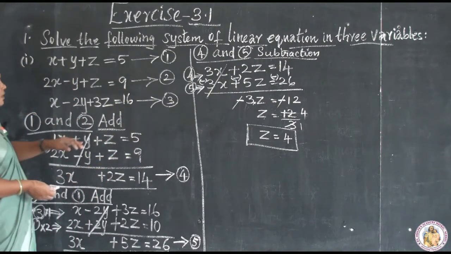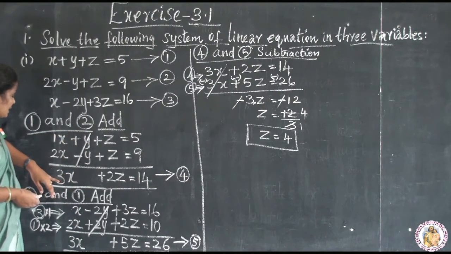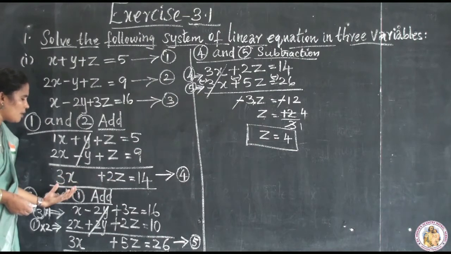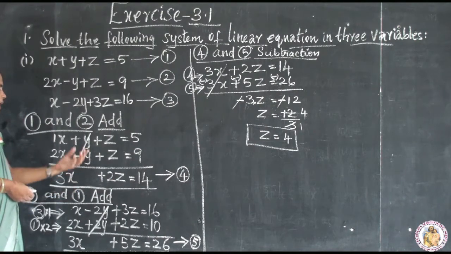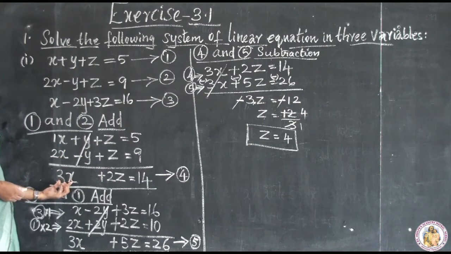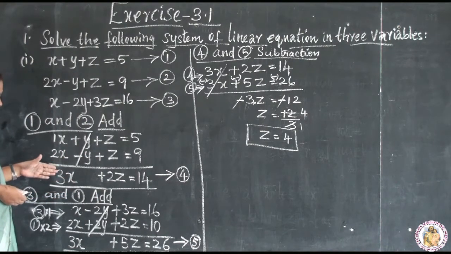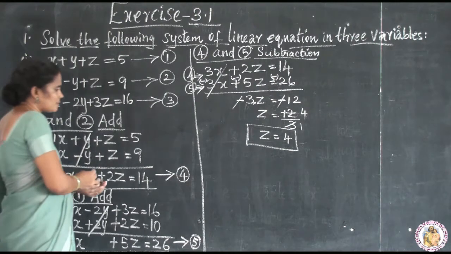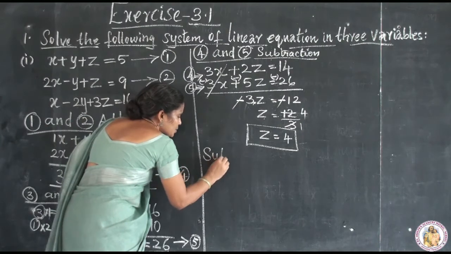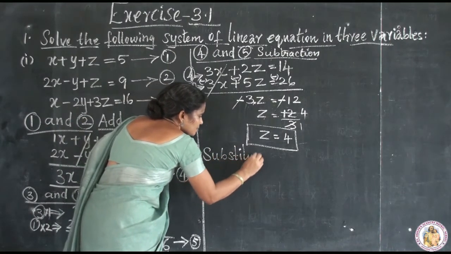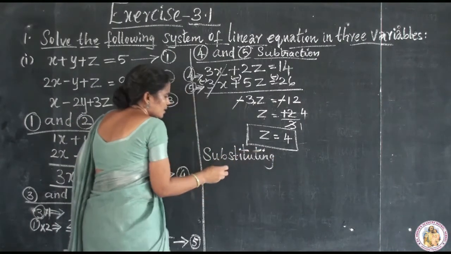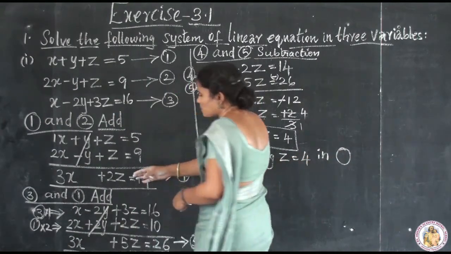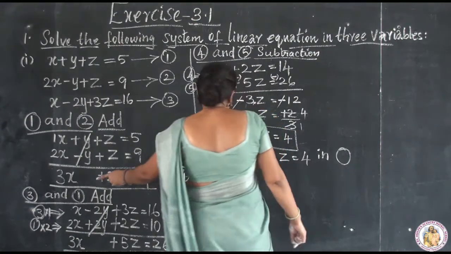Before going to find x and y, we can see here 3x plus 2z, we have only two variables. Solve from that. We can apply the value of z so that we can get the value of x. Either you can take the fourth equation or the fifth equation. I am going with the fourth equation. Write as substituting z is equal to 4 in any one of the equations, fourth or fifth. So I am taking the fourth equation.